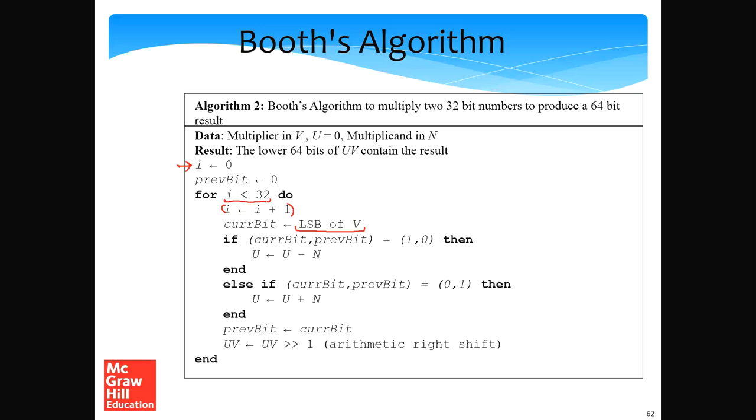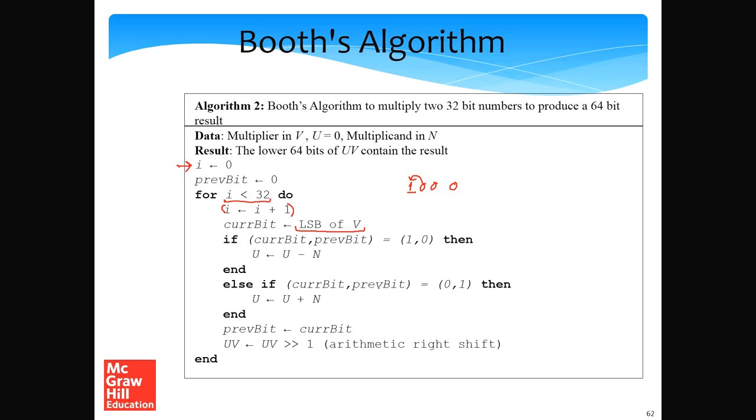So let's take a look at the tuple of the current bit and previous bit. If a run of ones is just starting in the multiplier, that is 1 and 0, so we are making a transition from 0 to 1. This is the time to do a subtraction: U is U minus N.